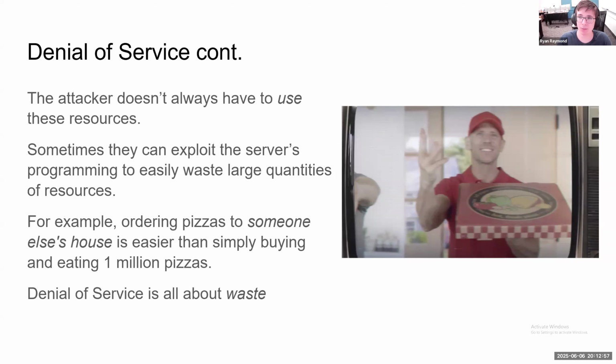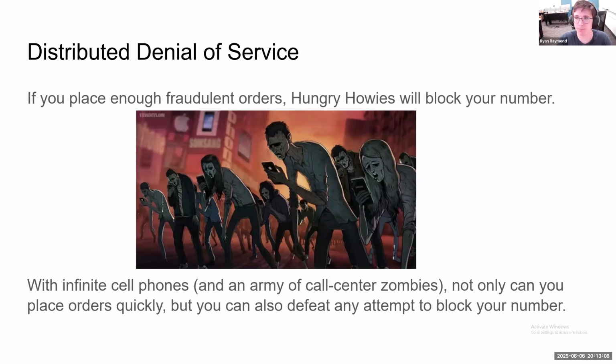You can take advantage of the way that programs were written and find interesting ways of wasting an inordinate amount of resources with minimal effort on your part. It's all about wastage. And when people are trying to waste many resources, many hands make light work. That's where distributed denial of service comes in. Go back to our pizzeria analogy. If you place a bunch of fraudulent orders for pizza, eventually your number is going to get blocked.